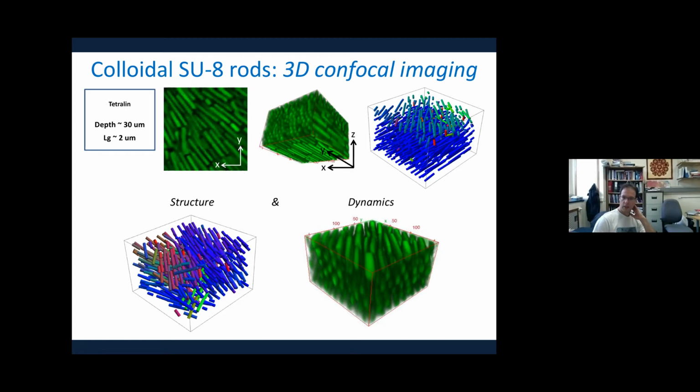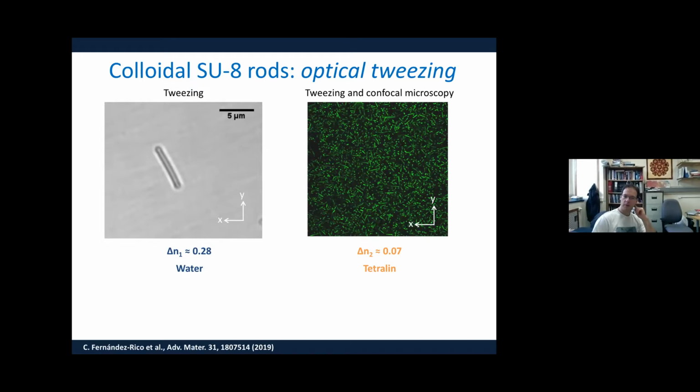Right. So finally, just a bit of optical tweezing, because that's where we wanted to go. The first experiment we did is, of course, trap a rod in water. We have two traps, one in the middle and one at the end, and we just spin it around. I don't think we particularly want to do anything with it, but we can tweeze them. The more interesting movie sits on the right here, where we have an isotropic phase of these rods. We put them in a solvent where the refractive index difference is small, but non-zero, so we can do confocal microscopy and come in with our laser tweezers.